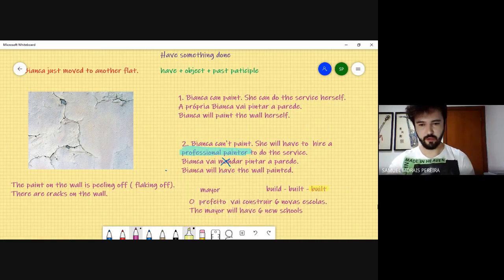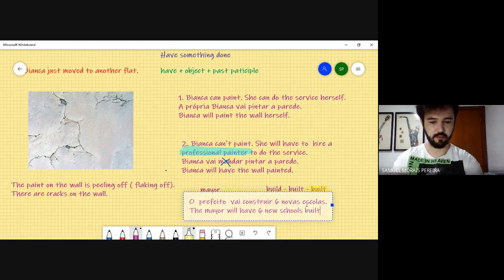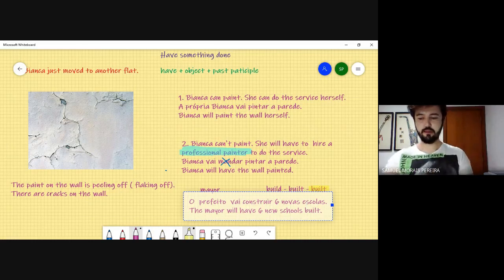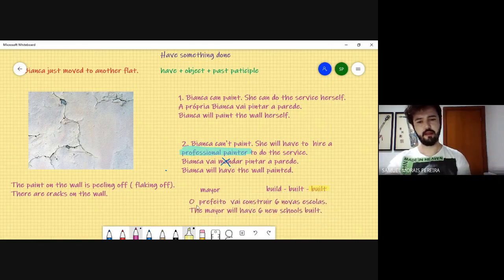You say the mayor will have 6 new schools built. We'll have 6 new schools built. This is the way you translate it. Why am I calling your attention to this? Because many students get confused and then they say something like, o prefeito vai construir 6 escolas, eles falam assim, ó, the mayor will build 6 new schools.